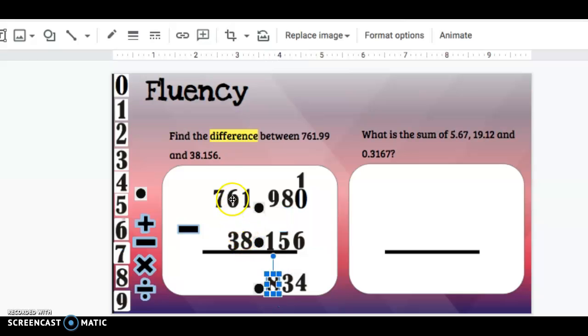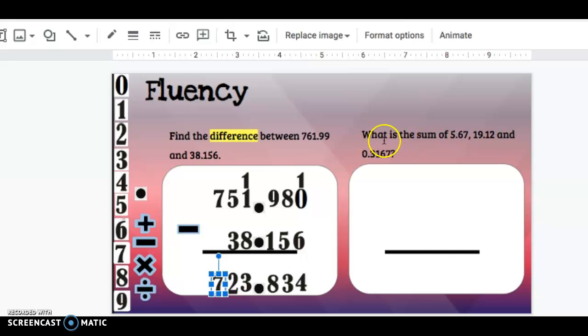1 minus 8 I can't do, so that 6 now needs to become a 5 because I took away from it. And the other 1 becomes 11. 11 minus 8 is 3. 5 minus 3 is 2. And looking at the 7, there's no number here, so I could put a 0 here and say 7 minus 0 is 7. So my answer, when I subtract them, is 723 and 834 thousandths.